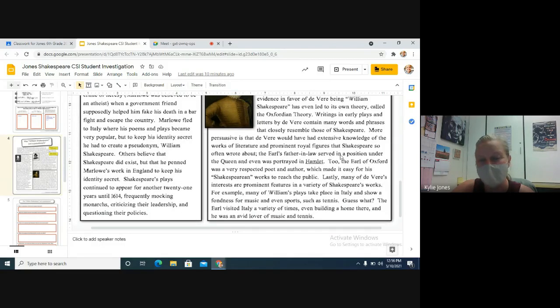The Earl's father-in-law served in a position under the Queen and was even portrayed in Hamlet, which is one of Shakespeare's works. Two, the Earl of Oxford was a very respected poet and author, which made it easy for his Shakespearean works to reach the public. Lastly, many of de Vere's interests are prominent features in a variety of Shakespeare's works. For example, many of William's plays take place in Italy and show a fondness for music and even sports, such as tennis. And guess what? The Earl visited Italy a variety of times, even building a home there, and he was an avid lover of music and tennis. I don't think it's him.